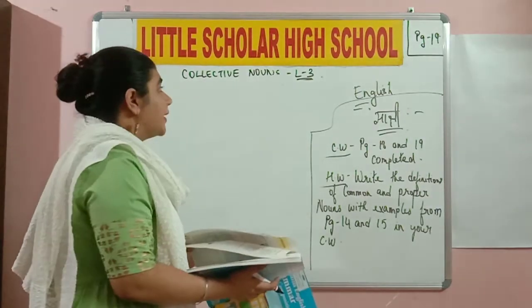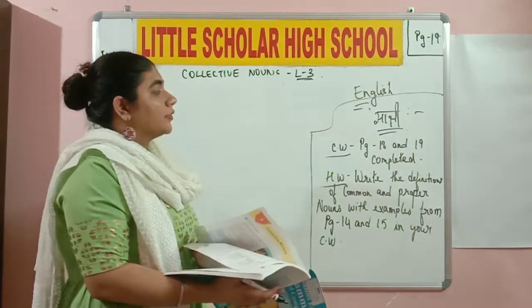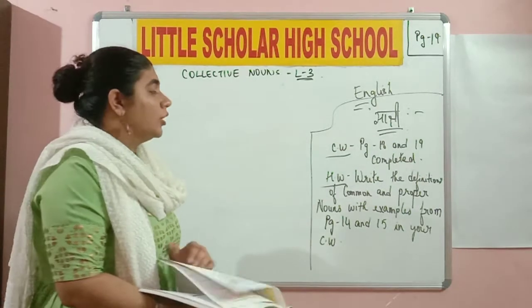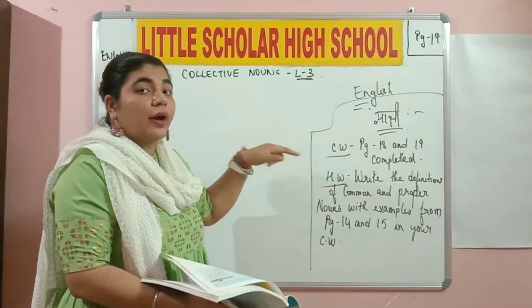So we are done with the lesson. Lesson number 3, collective nouns. Page number 18 and 19 are done. I have written Sakshi for you. I hope you noted down. Classwork page 18 and 19 completed. Homework. I've given some homework. You have to do this.